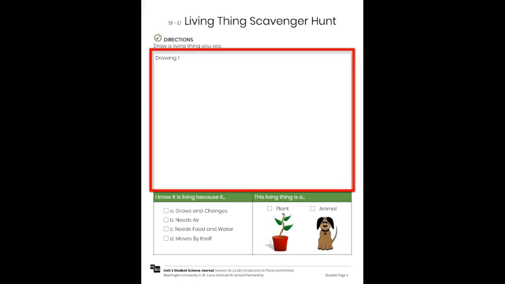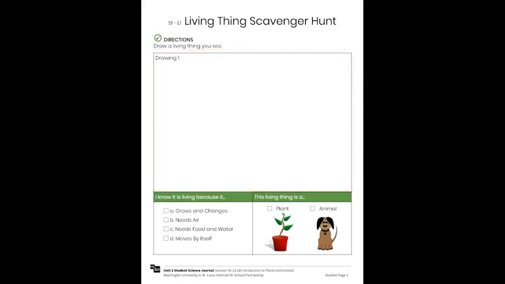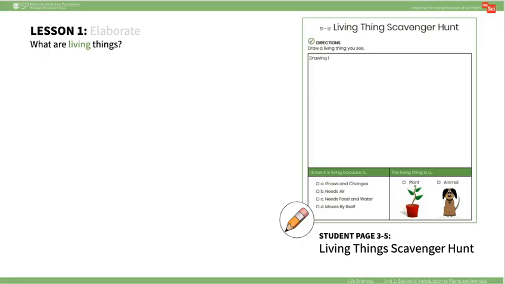Encourage them to include plants and animals in their journal. When all students are finished, discuss their findings. If students are writing at this point in the year, encourage them to label their drawing. But if they are not, then adding plenty of detail to their drawing is appropriate. Later lessons will more deeply address classification of living things as well as differences between plants and animals. At this point in the unit, the focus is on general identification of living things.